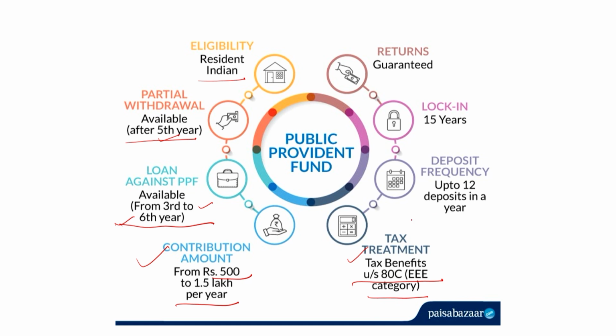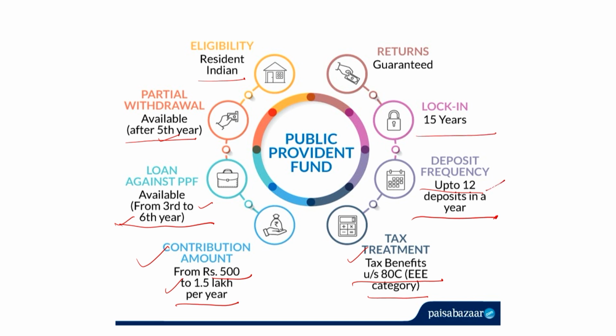Then if you talk about the mode of investment or deposit frequency, up to 12 deposits in a year can be made in the public provident fund. So every month you can contribute on a monthly basis, on a 6 monthly basis, on a quarterly basis, or at once also you can deposit the amount of 1.5 lakh rupees in the PPF account, or you can also set up an auto deduction from your bank account in 12 different installments.